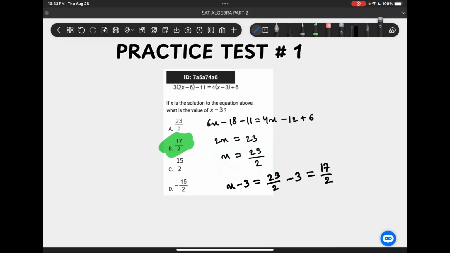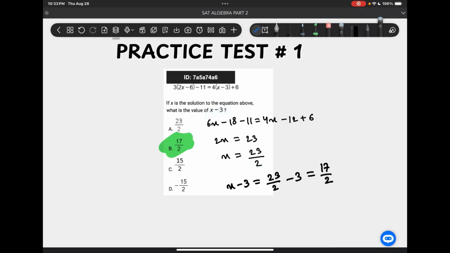Now, we need to find the value of x minus 3. So x minus 3 is going to give us 17 by 2. Now, I want you guys to note one thing carefully. We got x equals 23 by 2. Some students are going to see this value and go for option A, which is definitely wrong because we are asked to find the value of x minus 3 and not the value of x. So be careful when you are solving this. You don't want to make a silly mistake and lose points.